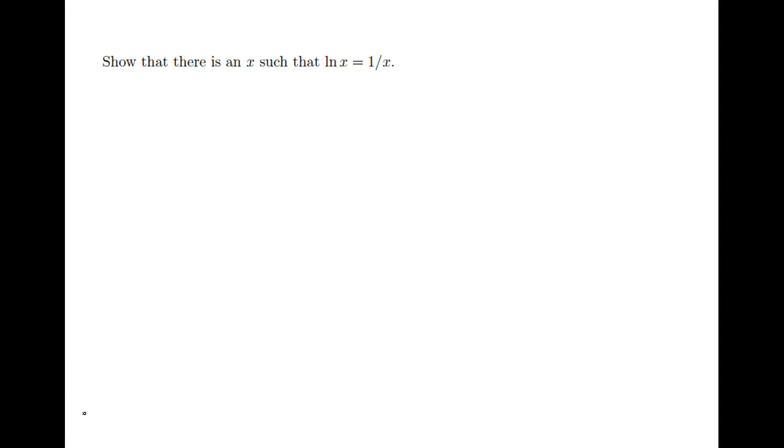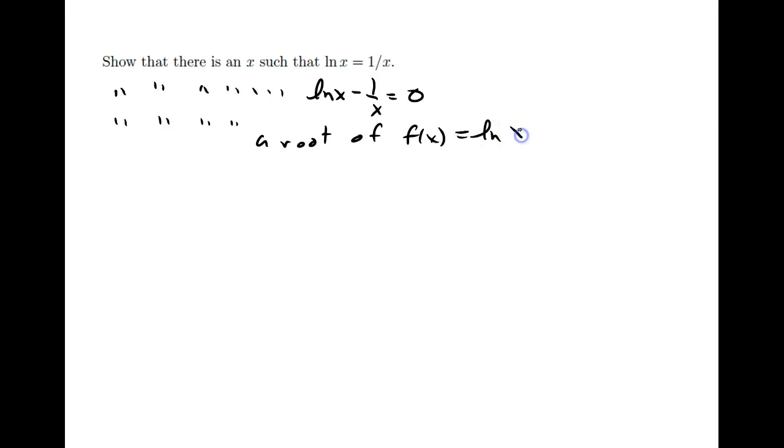Show that there's an x value such that the log of x is exactly equal to 1 over x. There's some things hidden behind the scenes. Let me reword it for you. Show that there is an x such that ln x minus 1 over x is equal to 0. No? Okay. Show that there is an x. Show that there is a root of this function. Does that help?